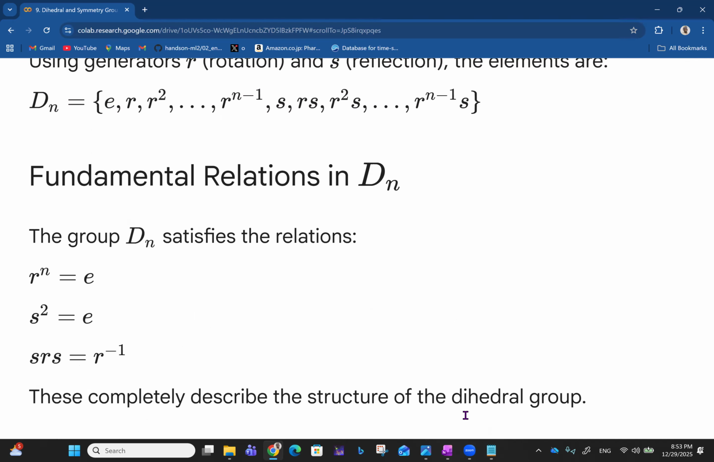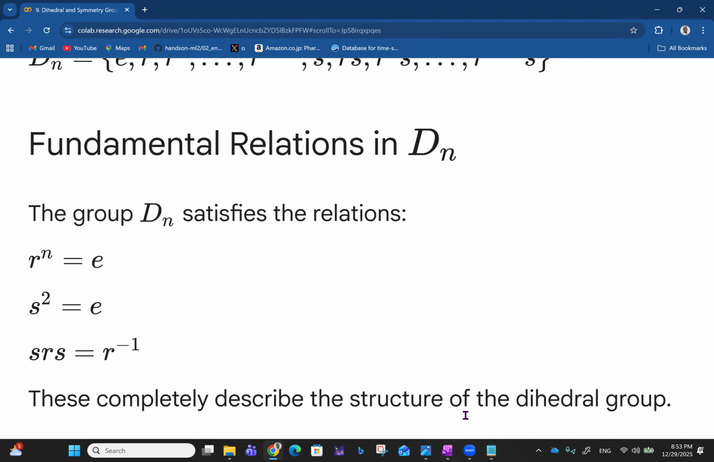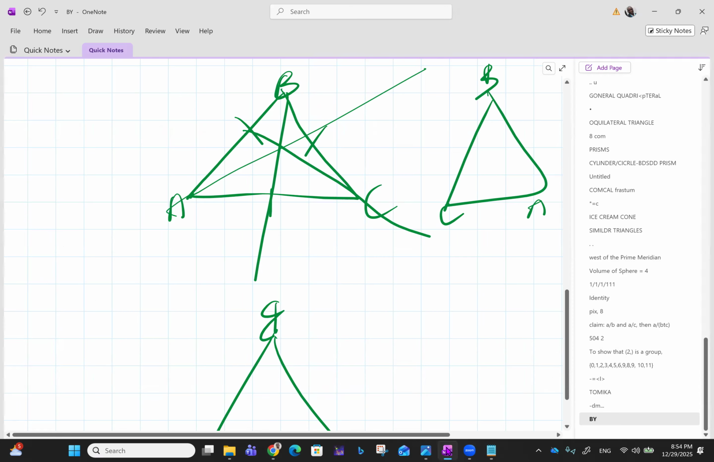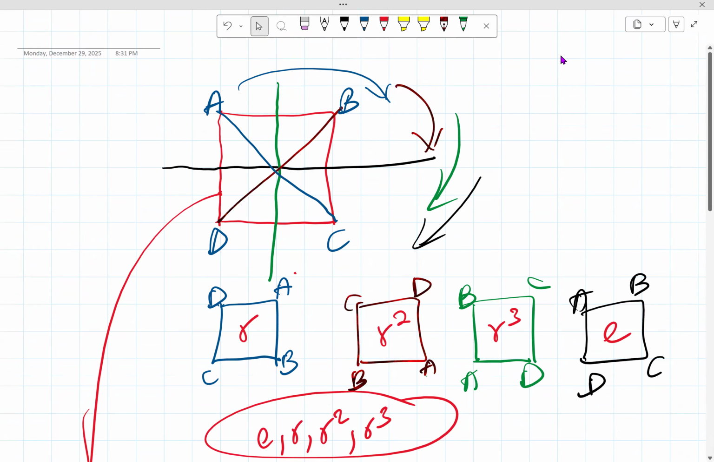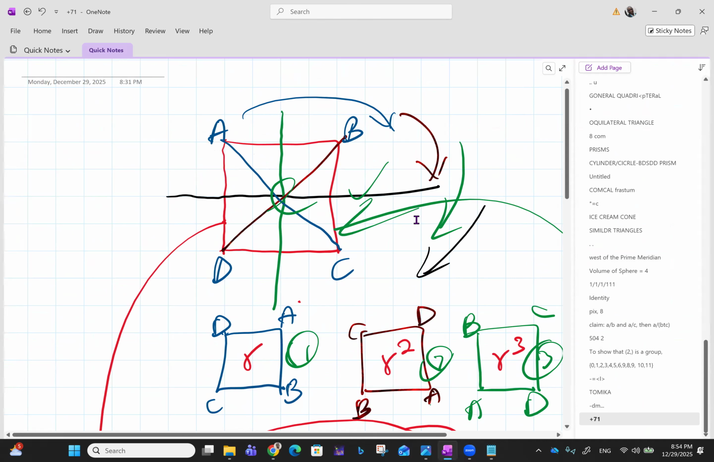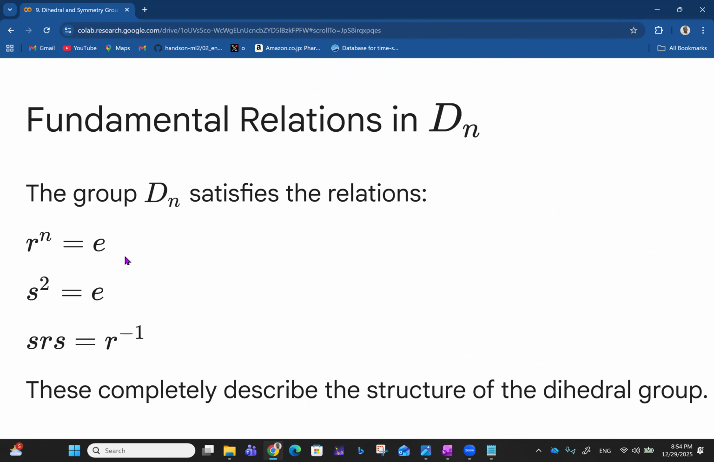So let's talk about fundamental relations in dihedral groups. The group Dn satisfies the relation that R^n is equal to E. That is, if you rotate a square 4 times, or rotate a polygon the number of times based on its number of sides, it comes back to the original. We saw that example when I tried this initially. It rotates first time, second time, third time, and fourth time. That's n times, and it comes back to the original, the identity. So that makes a lot of sense. R raised to power n is E.